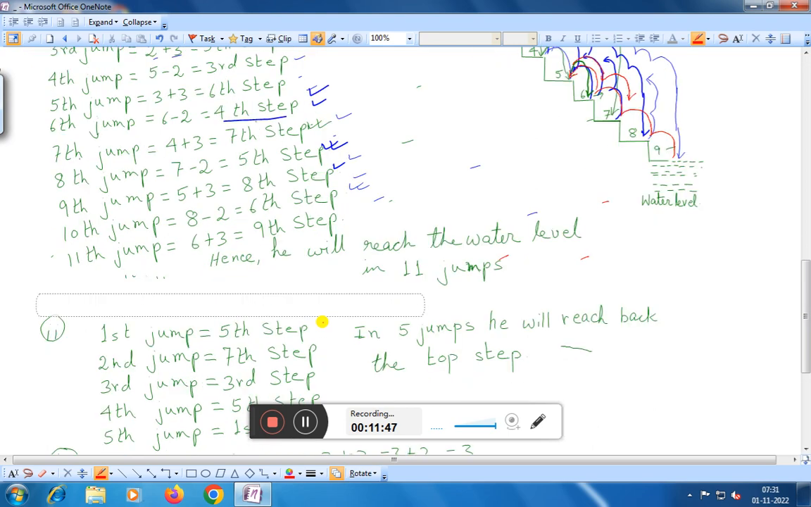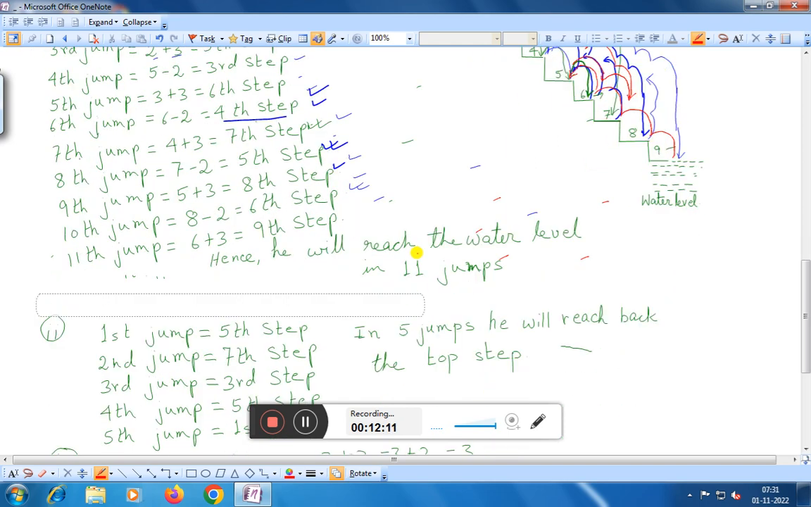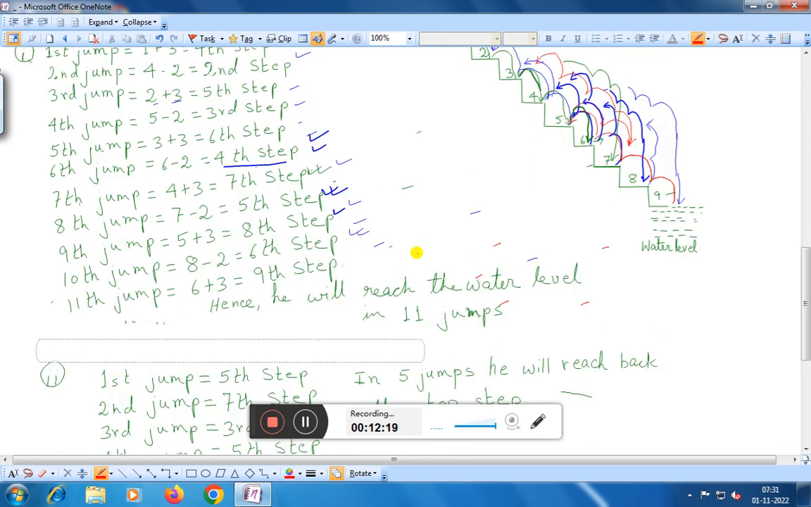Then again in the third jump he goes 4 steps. In the third jump, from here 7th, then 6th, 5, 4 and 3. Then he goes to the third step, right? That means in the third jump he goes to the third step, and again from the third step he goes back 2 steps, right?